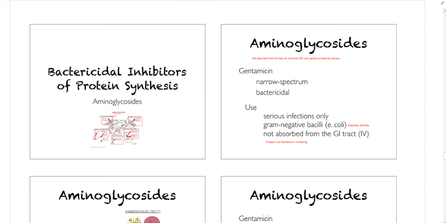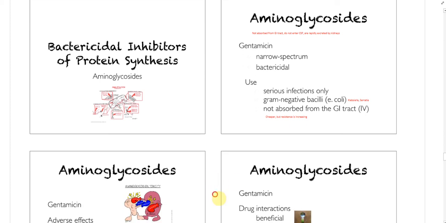Bactericidal inhibitors, this is going to be our aminoglycosides or gentamicin. It's not absorbed in the GI tract and does not enter the CSF. It is rapidly excreted by the kidneys, which means we're really only going to be giving it via IV, so only in the hospital. We're only using this for serious infections like E. coli, Klebsiella, I keep wanting to say kielbasa, and Serratia. This is a cheaper medication, which is really good given how often it's used, but resistance is also increasing with this common use, so that's bad.